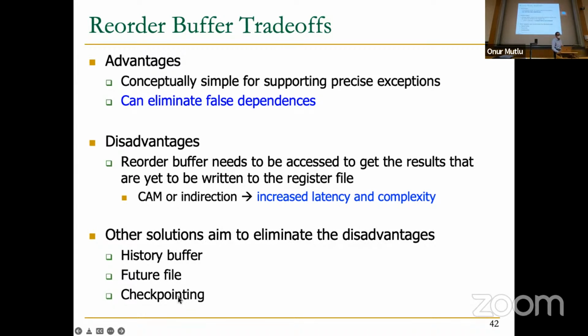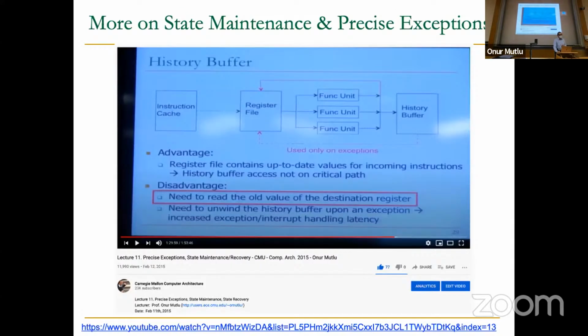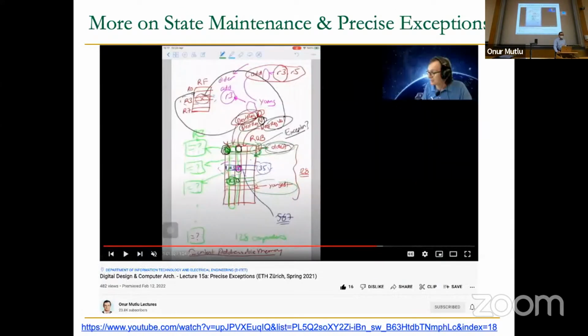History buffer, future file, checkpointing. As I said, in the next lecture we're going to cover the future file a little bit because this is very interesting. It's implemented in all modern microprocessors. Checkpointing is also implemented in all modern microprocessors, but we don't have time to cover it. If you're interested, take a look at the backup slides, and also some older lectures cover this.